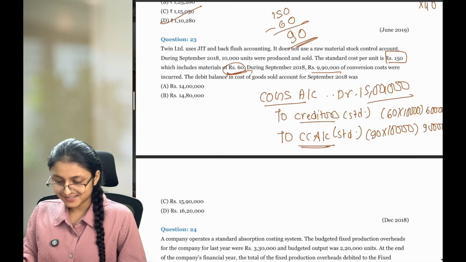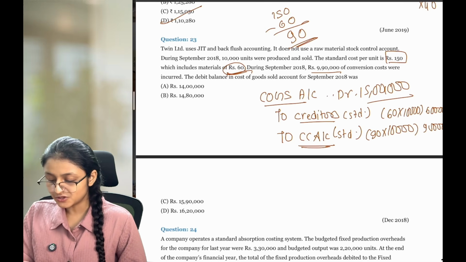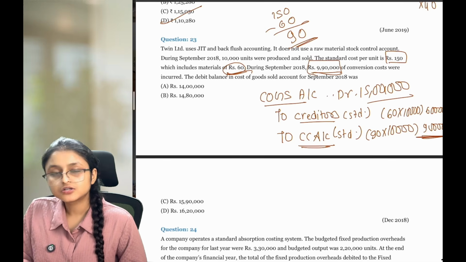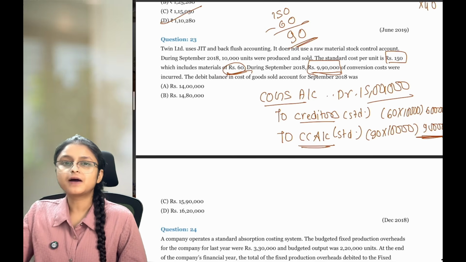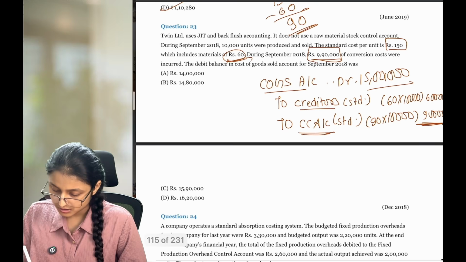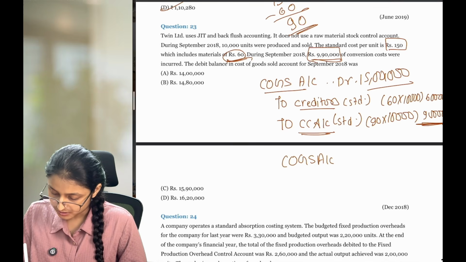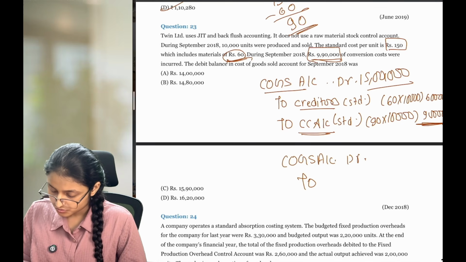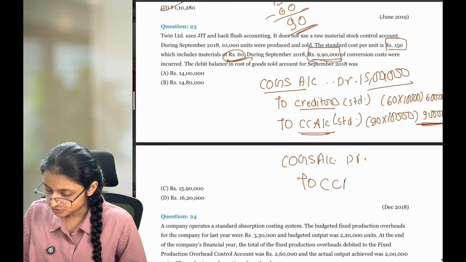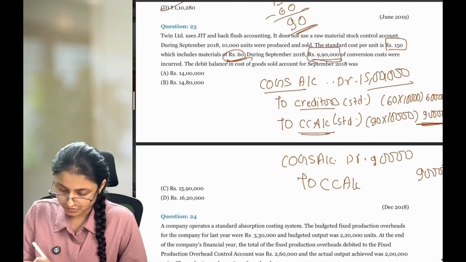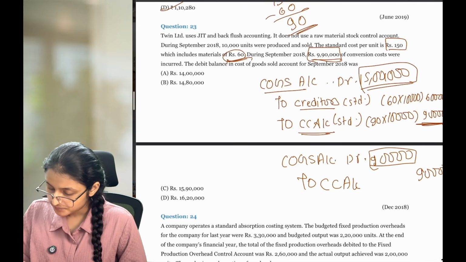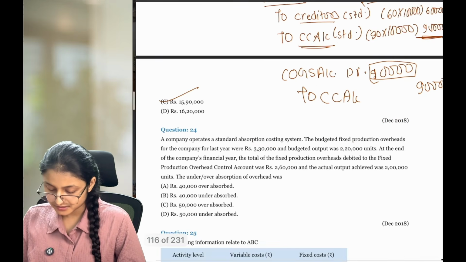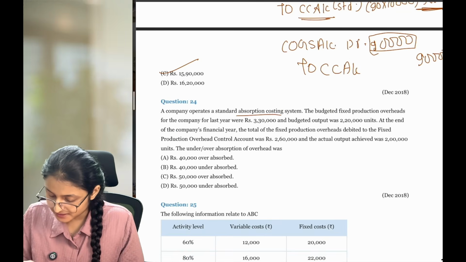But after that, whatever is the difference between your actual conversion cost and your conversion cost absorbed to cost of goods sold, we transfer that remaining part also to cost of goods sold. Okay? So cost of goods sold account is debited with the remaining part of conversion cost, which is 90,000, that will also get transferred to cost of goods sold. Hence, the total amount transferred to cost of goods sold is 15 lakh plus 90,000, that is equal to 15 lakh 90,000.